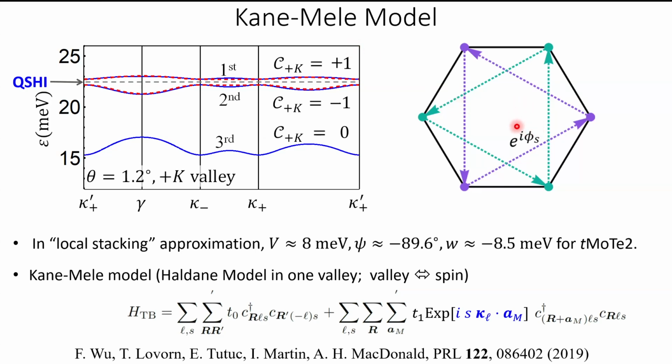And this effective lattice model is essentially the Haldane model within one valley. The phase within one sublattice comes from the momentum shift in the continuum Hamiltonian. Because we have 2 valleys that are related by time reversal symmetry, we have 2 copies of the Haldane model. So here we get this effective Kane-Mele model. This is single particle physics.